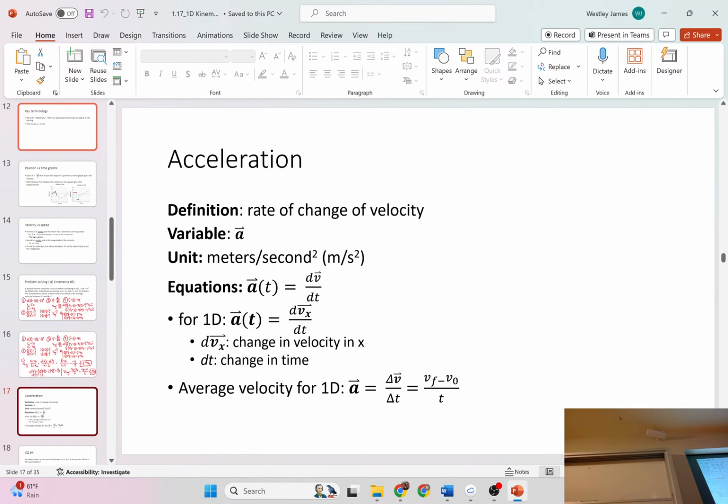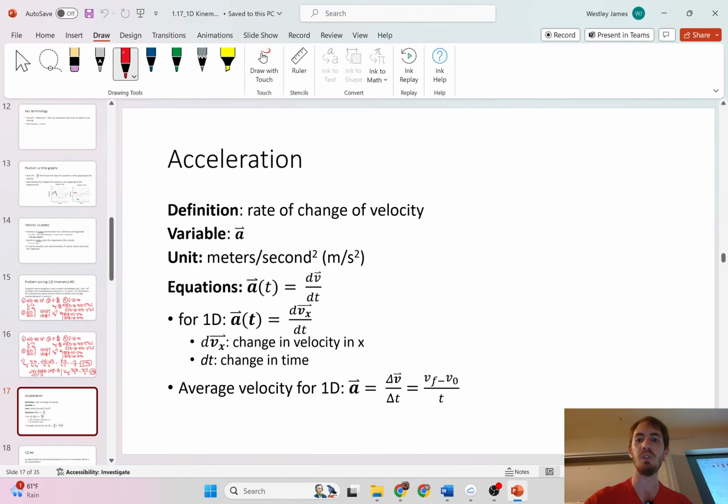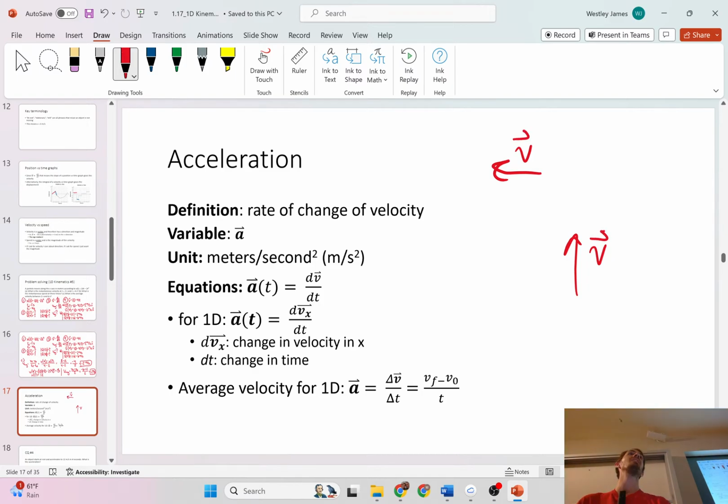So if your velocity is changing direction, that means your velocity vector is changing, which means you are accelerating. An example of this is if you turn your car to the left. So say your car is going up. We have to keep our mind in vector mode. Say your velocity was up, and you take a turn, and after that turn, your velocity is now to the left. You did accelerate.